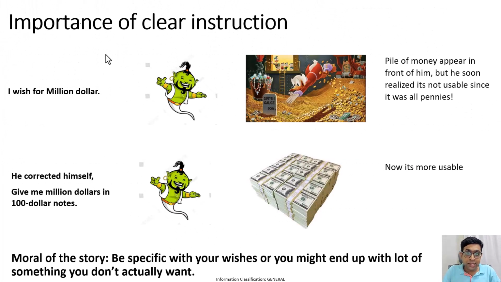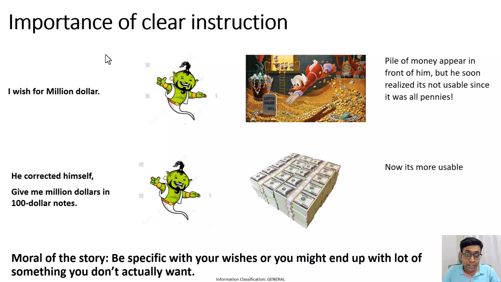To better understand this, let's take an analogy where we compare a large language model with a genie. Now you ask a genie and you wish for $1 million. Now the genie gives you back $1 million, but all of it in pennies. Since all of these pennies are not really usable in real life, you should provide a very specific input.